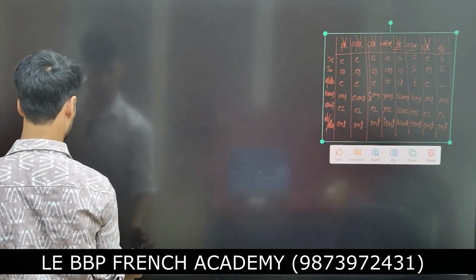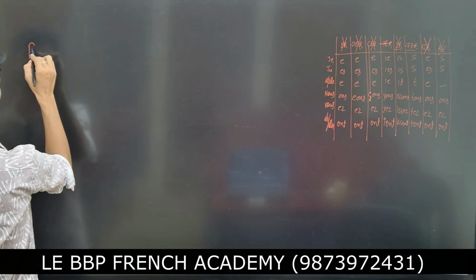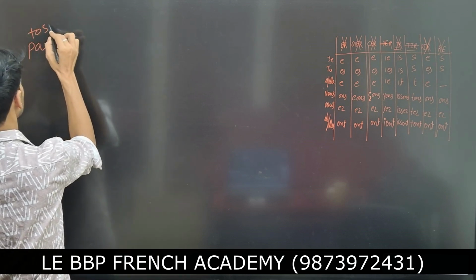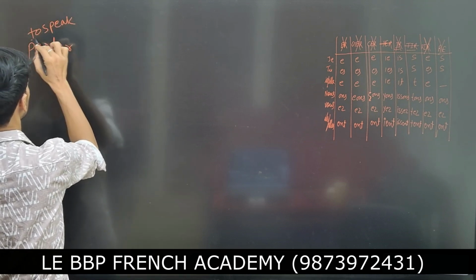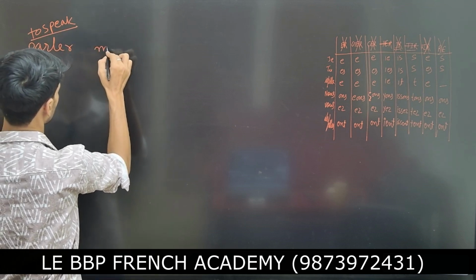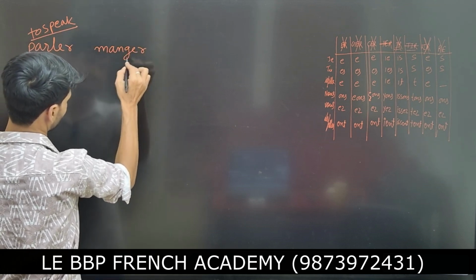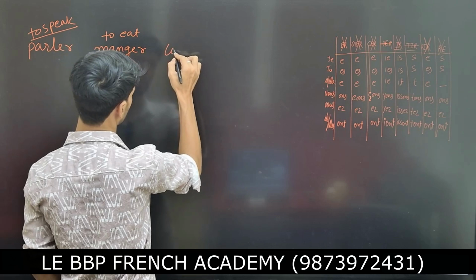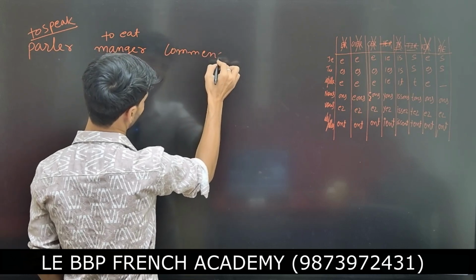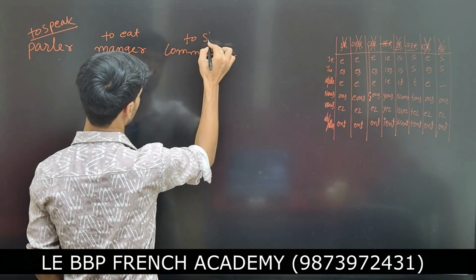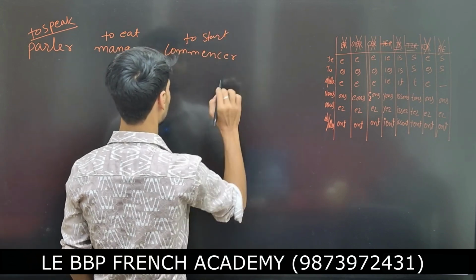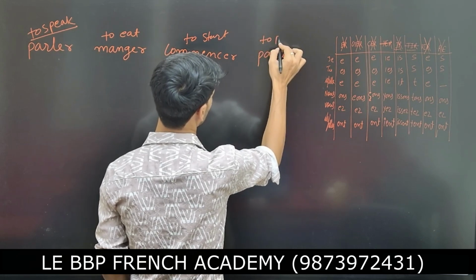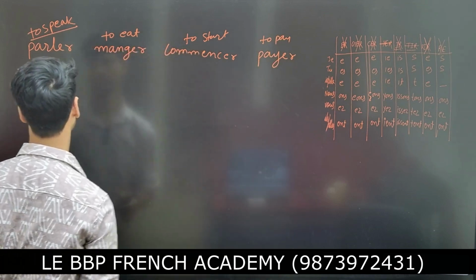Here, parler is an er ending verb, it means to speak. Manger is a ger ending verb, to eat. Commencer is to start, a cer ending. Payer, to pay, is a yer ending.